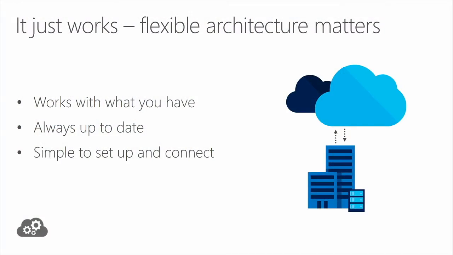And it just works. So here we're looking at flexible architecture. And that flexible architecture really, really matters. It works with what you have today. So it works with Active Directory, common technologies that you support and use on a daily basis. It's always up to date because it's a cloud service updated on a cloud cadence. And it's simple to set up and to connect. Through a few configurations, you can extend your identity with identity as a control plane to the cloud. You can manage and secure devices. You can deploy and secure applications. And you can deploy Azure Rights Management Services to protect your data quickly with strong encryption and policy.